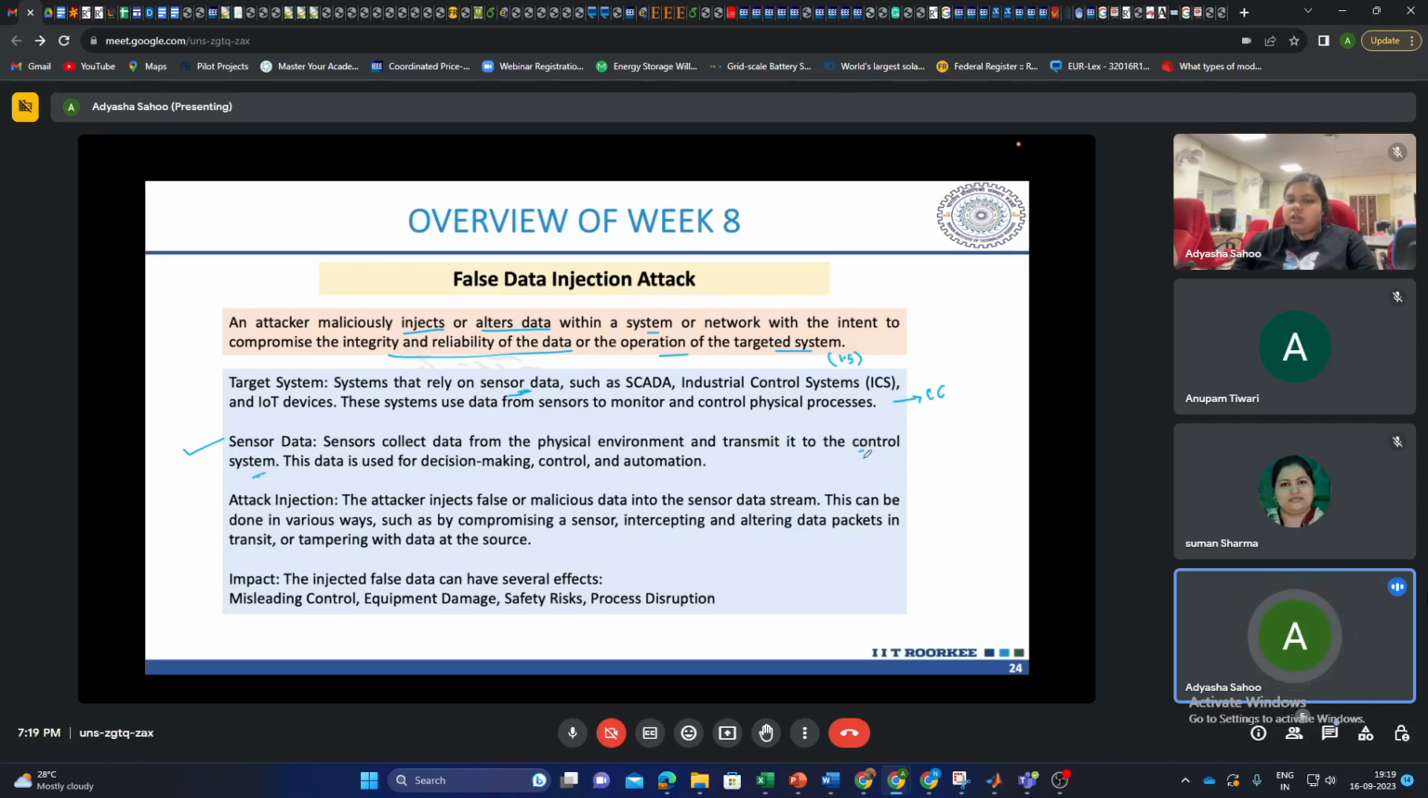So additionally, let's say some information I is flowing, so they will change it with some delta I to manipulate this. This is the attack injection that we are talking about. It will inject a false data in the sensor data system. So this was the sensor data, false data has been injected. It can lead to misleading control actions, it may lead to equipment damages, it will risk the safety, process disruption happens, there may be delays.